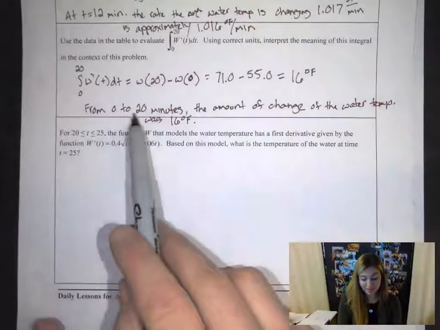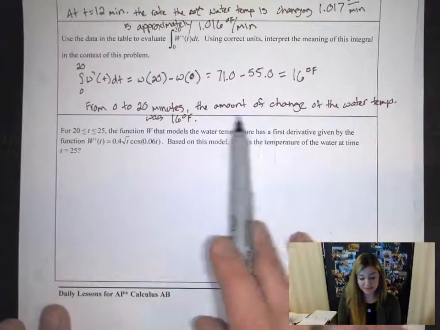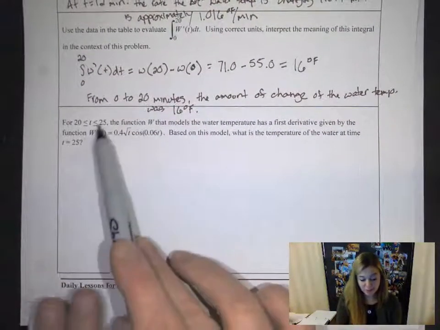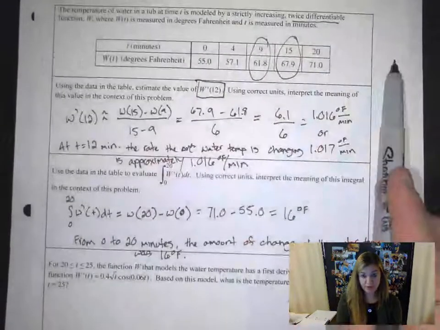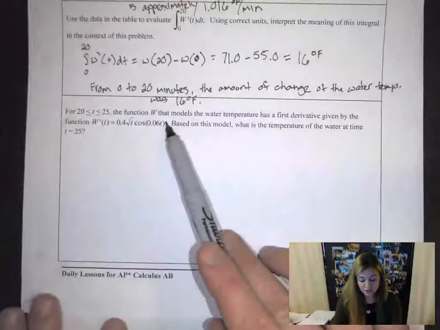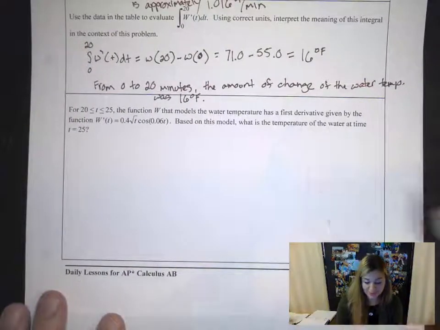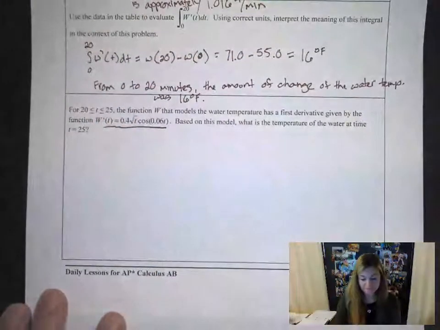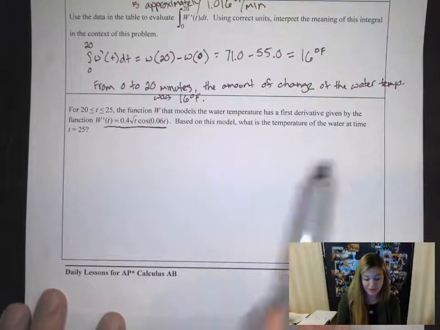I put correct units. I have my time on here. I'm making sure to talk about what this is: the amount of change in water temperature. I'm good. Now it says from 20 to 25, not on here. So 20 to 25 beyond this. The function W that models the water temperature has a first derivative given by this. So this is only 20 to 25. Based on this model, what is the temperature of the water at time t equals 25?